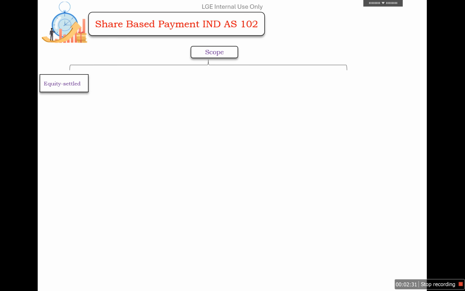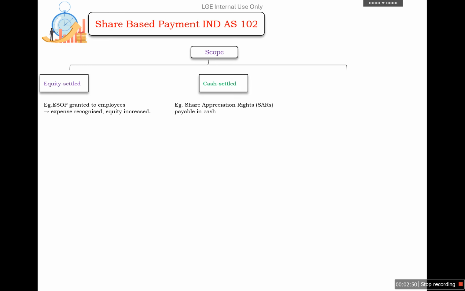Next, there are three types of transactions. First is equity settled, where ESOPs are granted to the employees and expenses are recognized, and side by side equity is increased. Second is cash settled transactions, where payment is made based on the price of the equity on a particular date. Third is choice settled transactions, in which the employee can choose either cash payout or shares at the vesting date. So there are three options, and those will be covered under Ind AS 102.